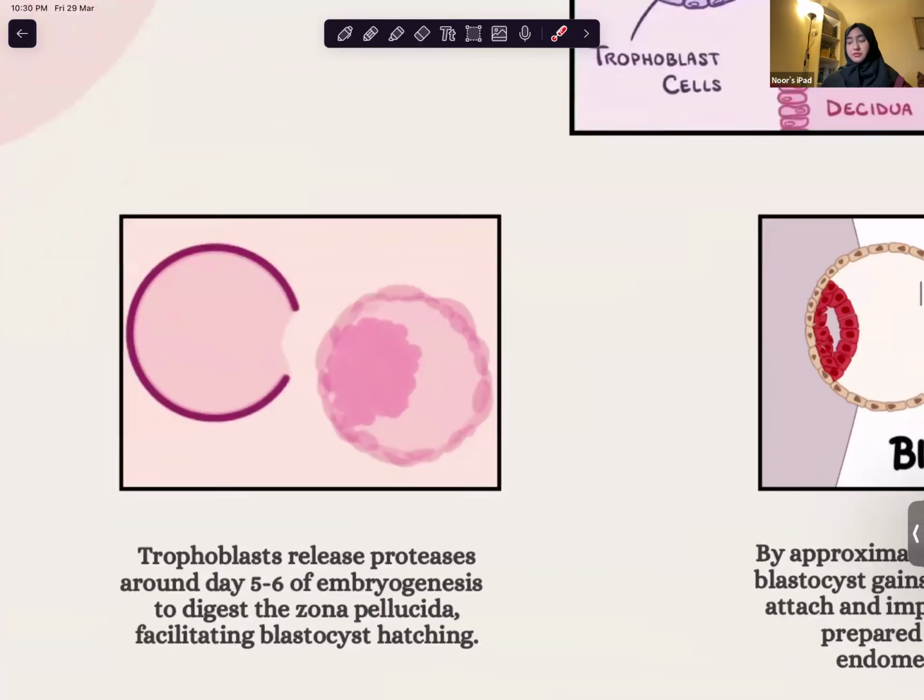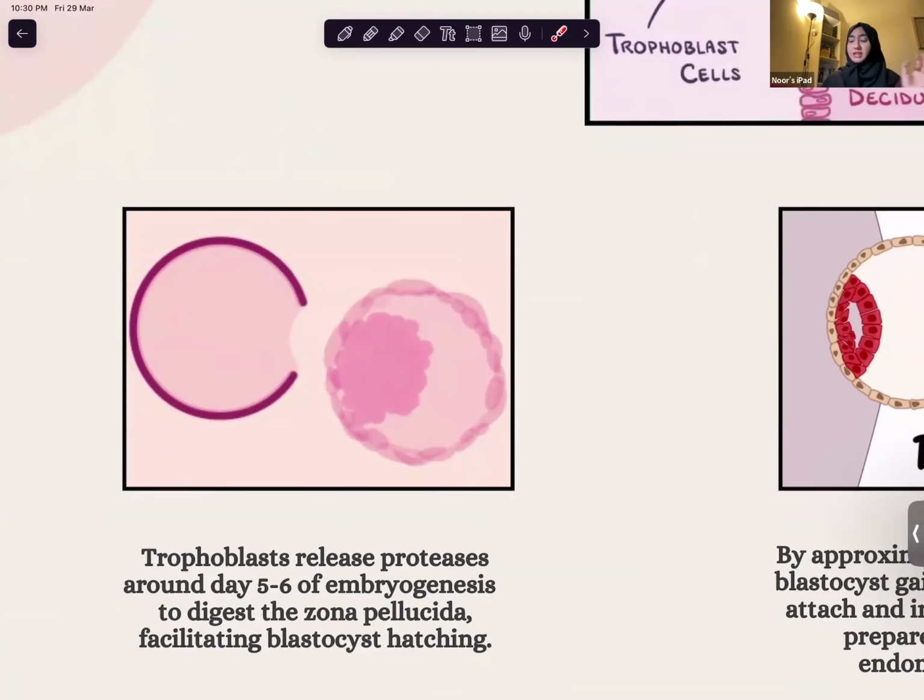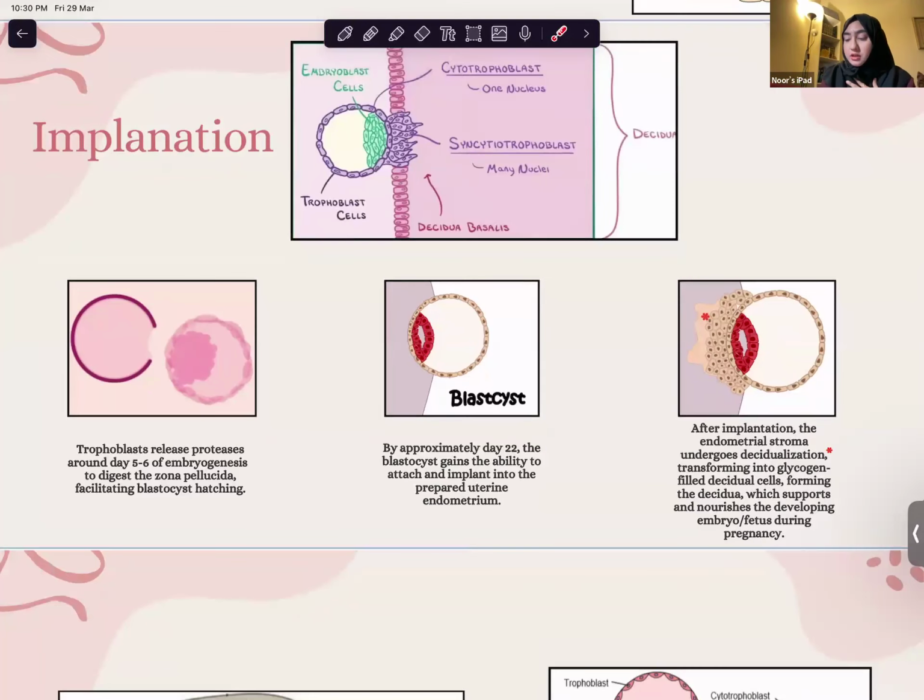The first point says that trophoblast releases proteases around day 5 or 6 of embryogenesis to digest the zona pellucida. These trophoblast cells produce an enzyme called proteases, and that digests the zona pellucida. Now the zona pellucida is removed, and it's free to enter the endometrium. This process is called hatching. Hatching means that now the zona pellucida is removed from the egg.